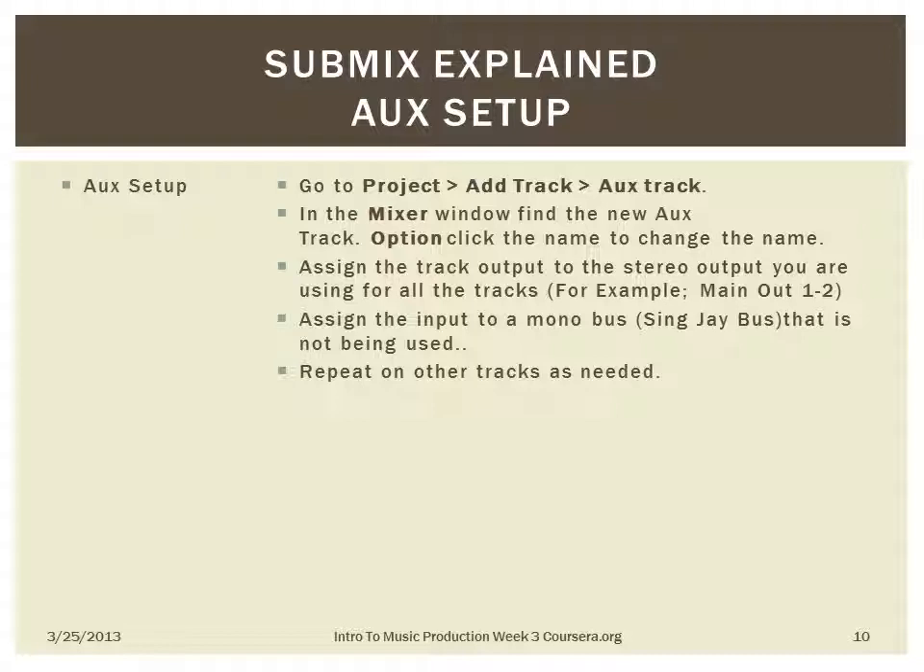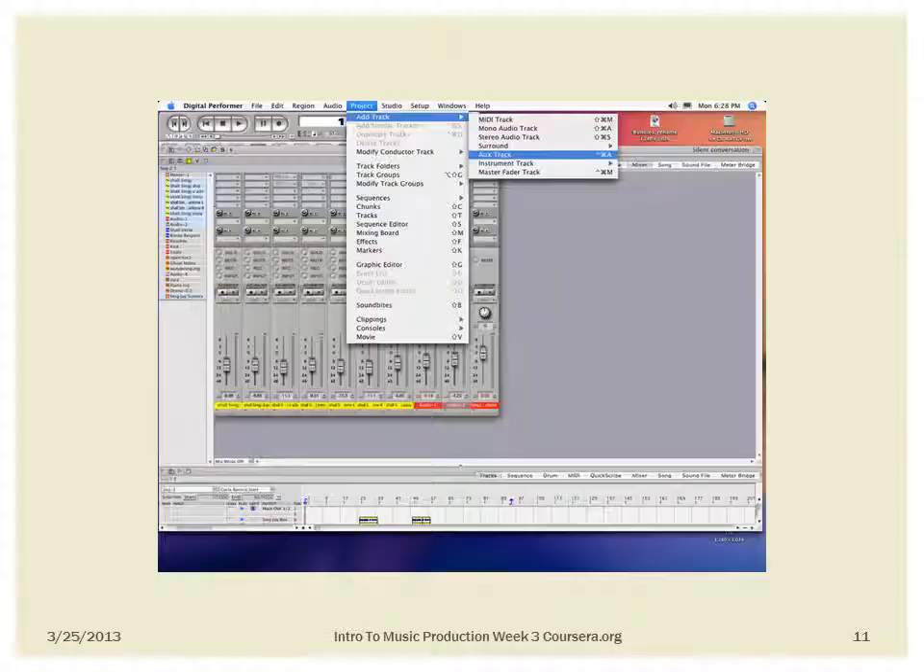So if you want to create other submixes, you go ahead and do that on additional tracks. So here's a screenshot of how it's done. You go to Project, Add Track, Add Auxiliary Track, and then once it's created here, you double click on the name and you can change it. You can see here where it says Sing J Submix.